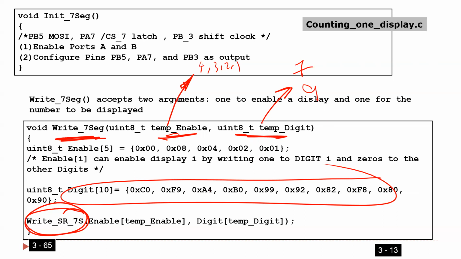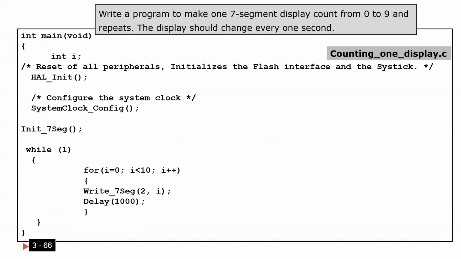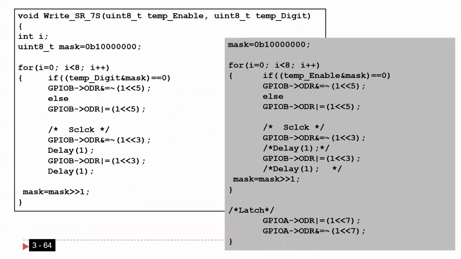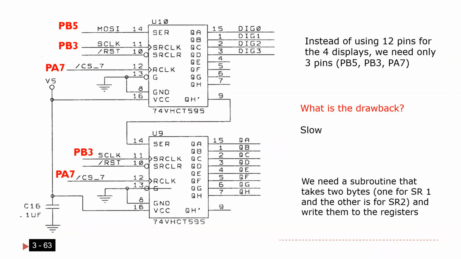Now I'm going to show how we are going to use it. First of all, we also need to do initialization, similar to what we did before. But what kind of initialization are you going to do? Very simple. Because we are going to use 3 pins, I have to configure these 3 pins as output. That's it.